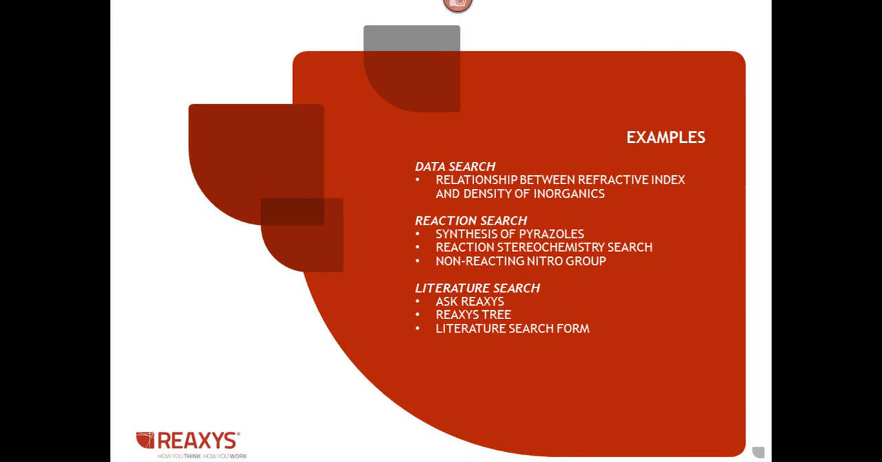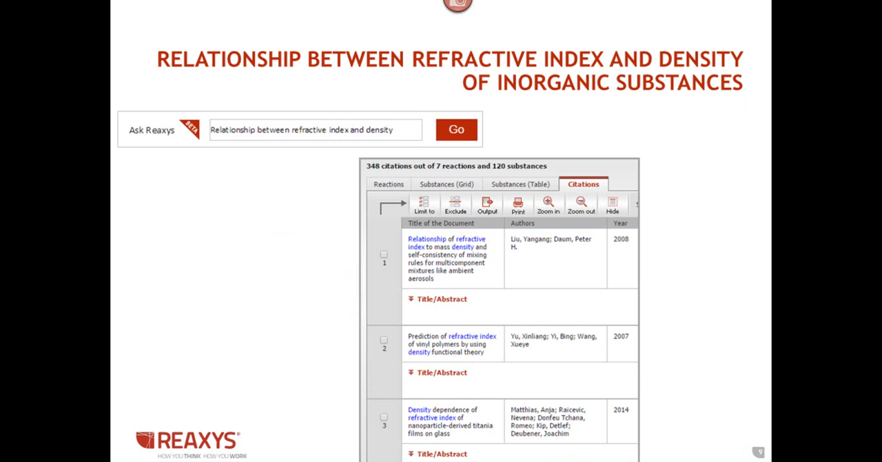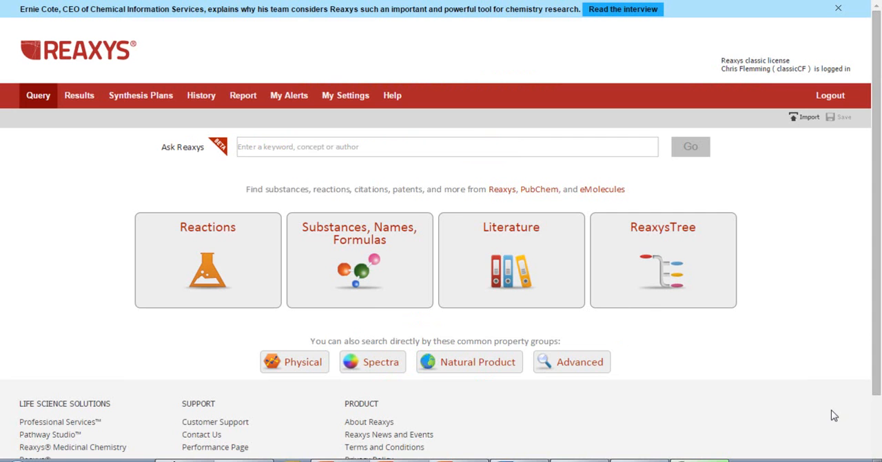Find out about the relationship between the refractive index and density of inorganic substances. The quickest and easiest way to find this information is to use Ask Reaxys. Type in the query and retrieve a list of citations. But another way would be to use the relevant data in Reaxys to come to a conclusion about the relationship between these two properties. I will select the Advanced Query theme.